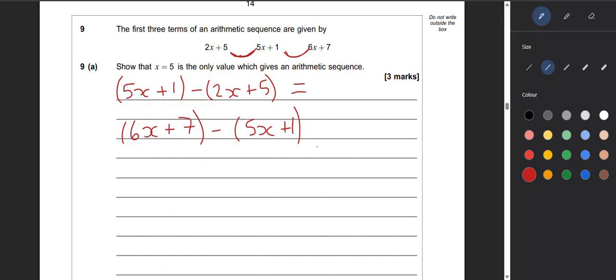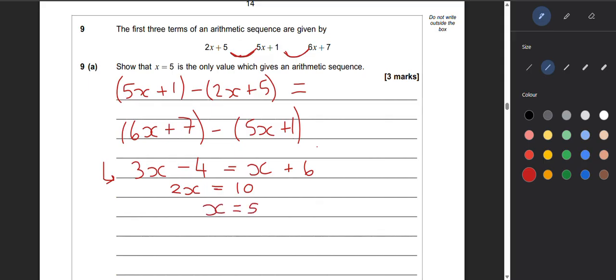So when we do that, that'll give us 3x, 5x minus 2x is 3x, plus 1, take away 5 there, that'll give us 3x minus 4. And that is equal to 6x minus 5x will give us a single x, and then 7 minus 1 will give us a plus 6. So we end up with that. And then let's just bring all the x's to one side and all the numbers. So that'll give us 2x is equal to 10, meaning that x is 5.